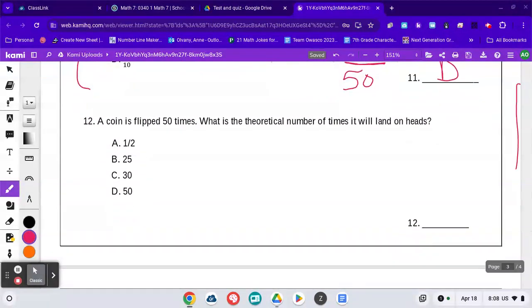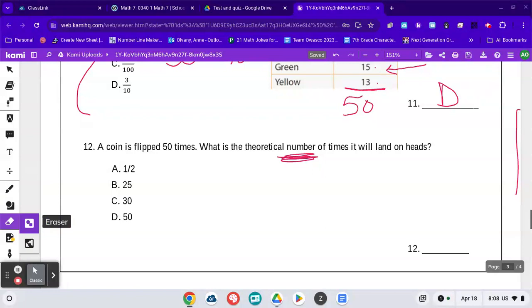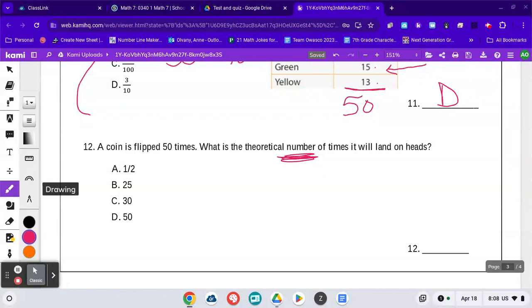And the last one on this page is a coin is flipped 50 times. What is the theoretical number of times it will land on heads? It did not ask for the probability, but it very trickily gave you the theoretical probability of flipping a heads. But they didn't ask for that. They said, what is the theoretical number of times it will land on a head? Well, if you flip it 50 times, you should get half heads, half tails. So that's a tricky question, but it is choice B.